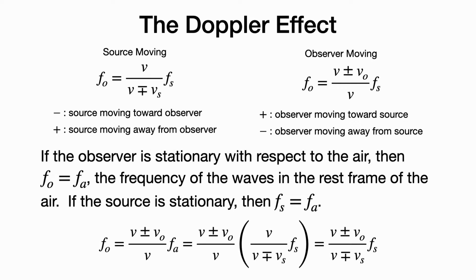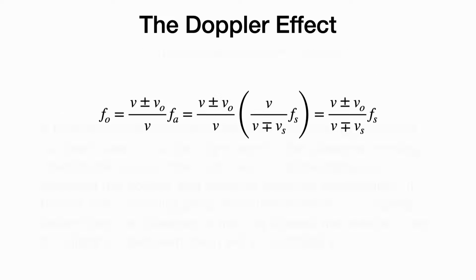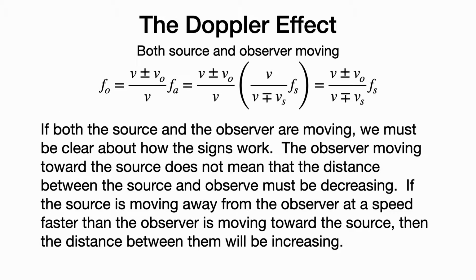If the observer is stationary with respect to the air, then fo is equal to fa, the frequency of the waves in the rest frame of the air. Similarly, if it is the source which is stationary, then it is fs which is equal to the frequency of the waves in the rest frame of the air. Using this, we can combine the equations for moving source and moving observer. We start with the equation for the observer alone moving, in which case it is fs which is the frequency of the waves in the rest frame of the air. We then replace this with the source moving equation, and we wind up with an equation which describes both the source and observer as moving.